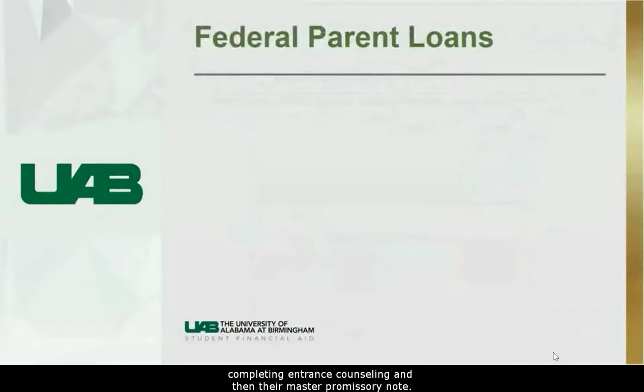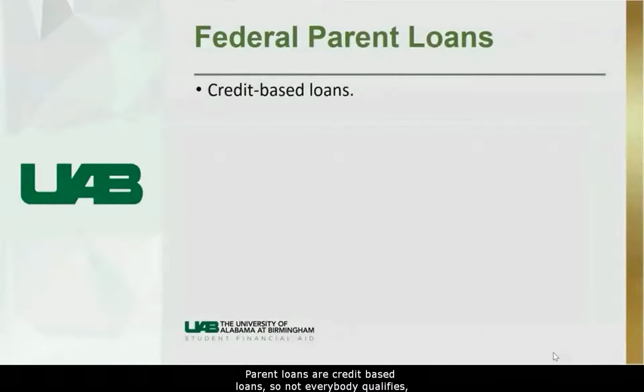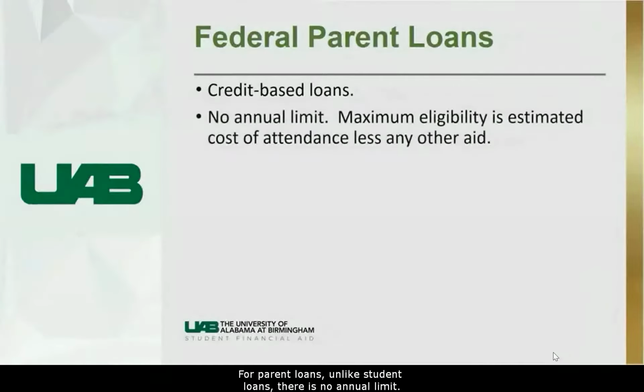Now, another option that you won't find in BlazerNet, because it's not something that we offer up front to families, is using federal parent loan money to help fund the cost of education. Parent loans are credit-based loans, so not everybody qualifies, although the credit criteria is not terribly rigid. For parent loans, unlike student loans, there is no annual limit. So the maximum eligibility is based on the estimated cost of attendance minus any other aid the student is receiving.